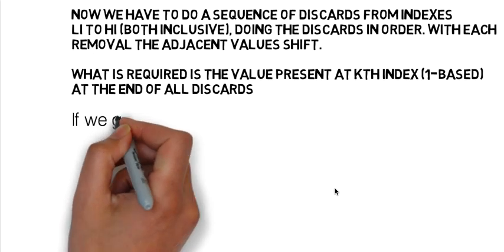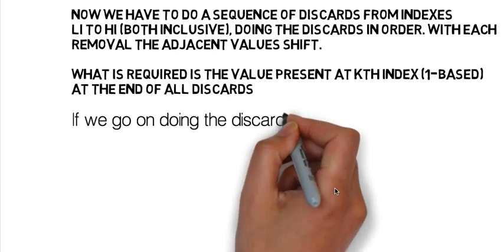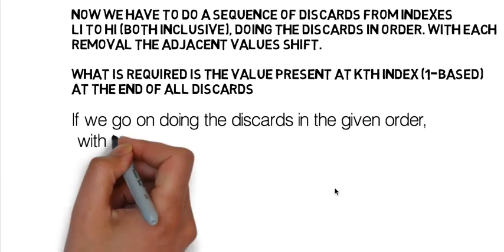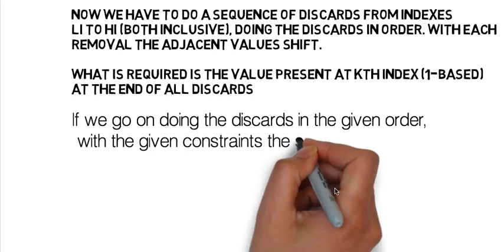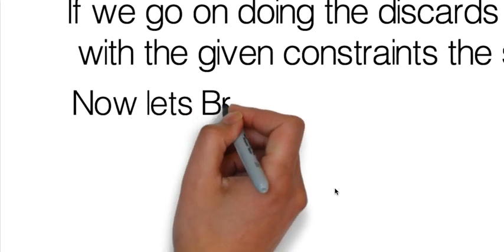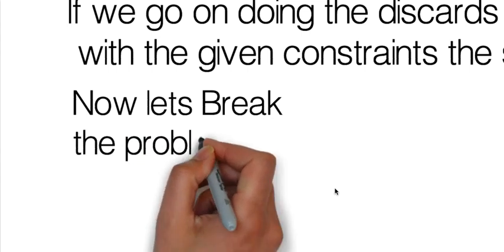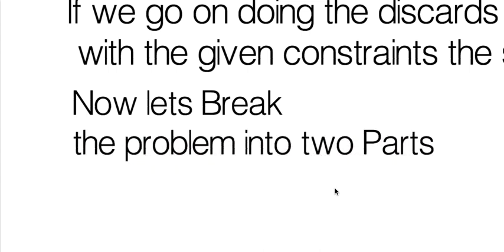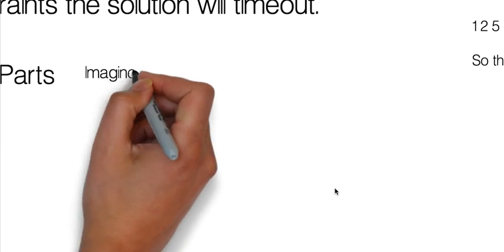Now if we keep on doing these discards in the same fashion, then we'll have to keep track of the shifted values and the solution will get complicated and difficult to implement. Now let's break this down into two parts. First, we'll set up some base conditions and then we'll move to the problem solving.